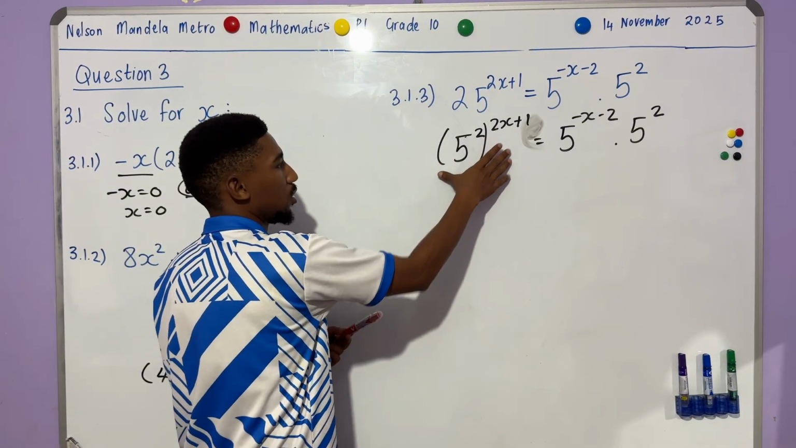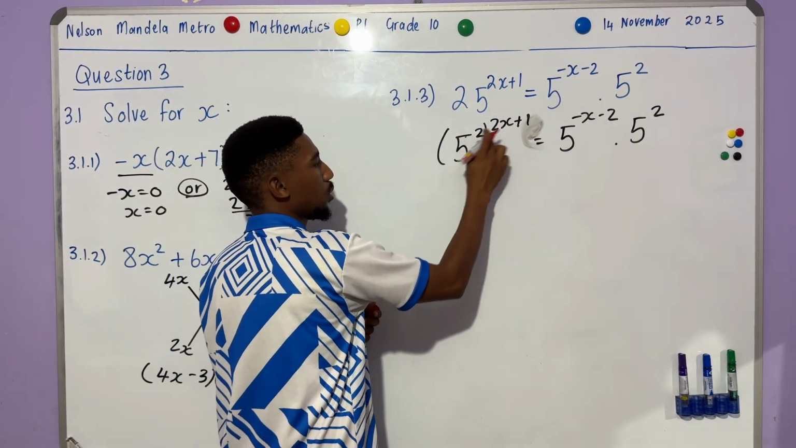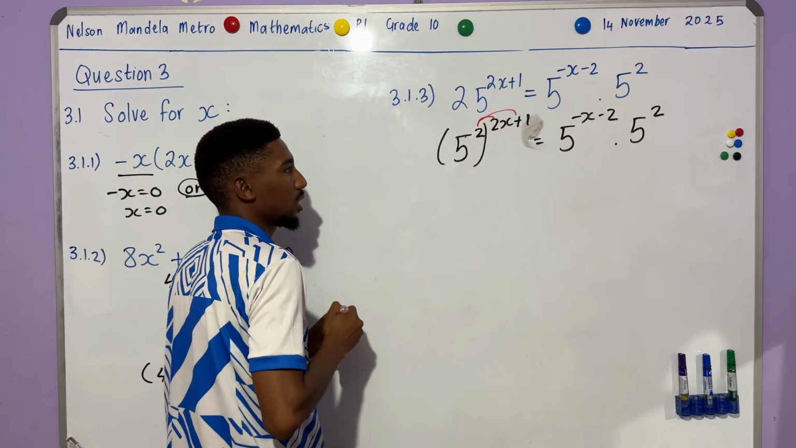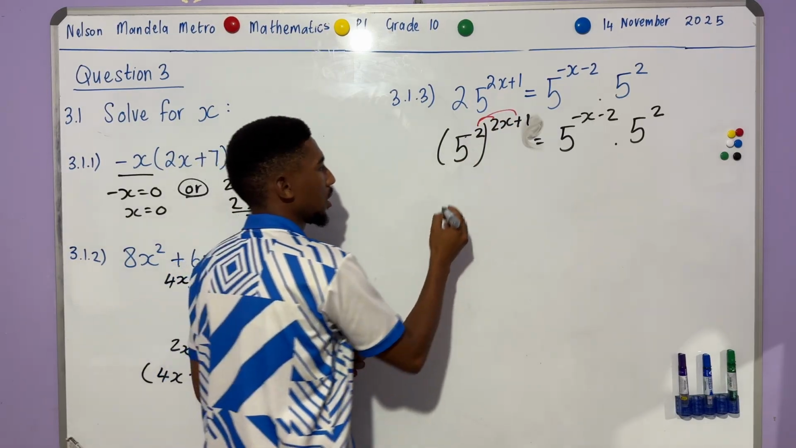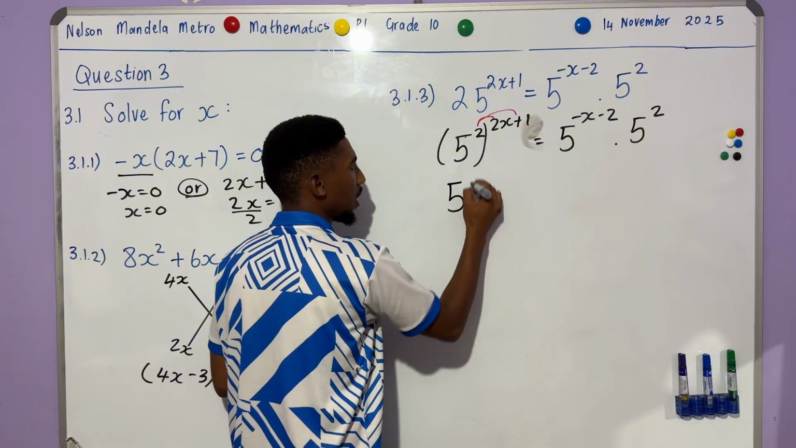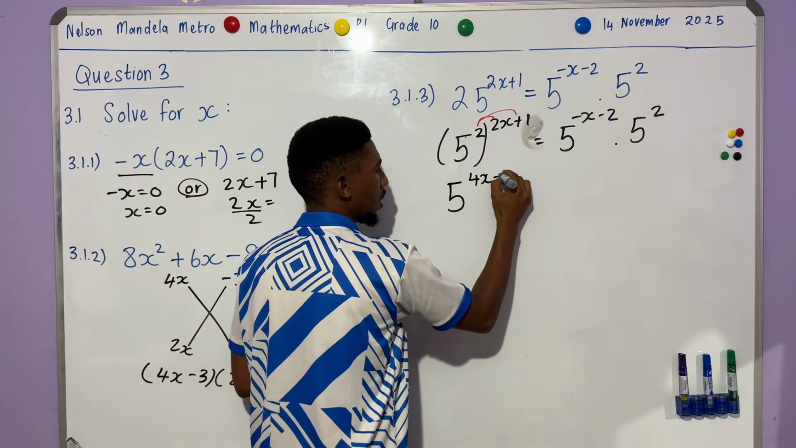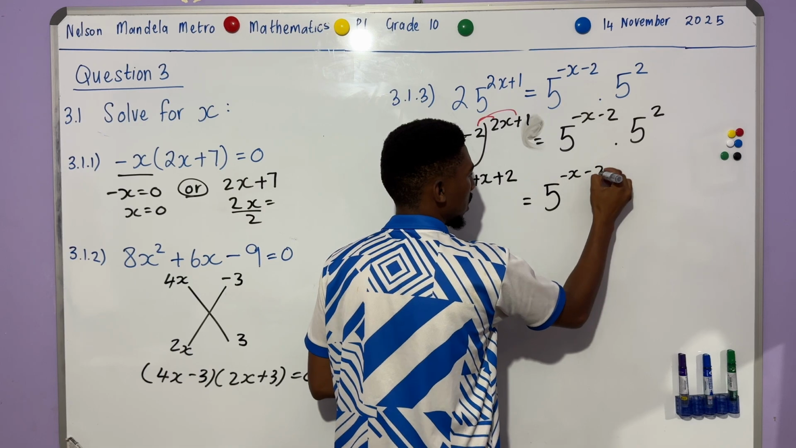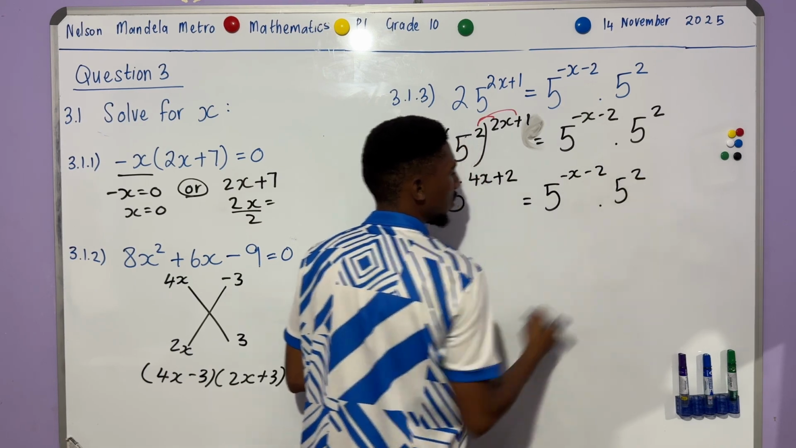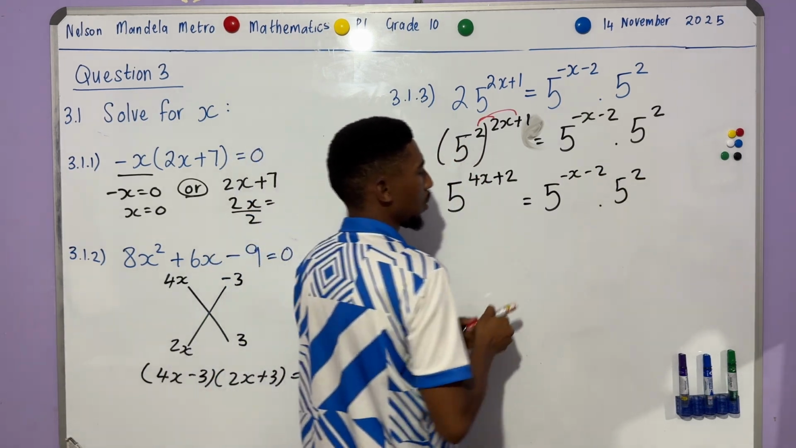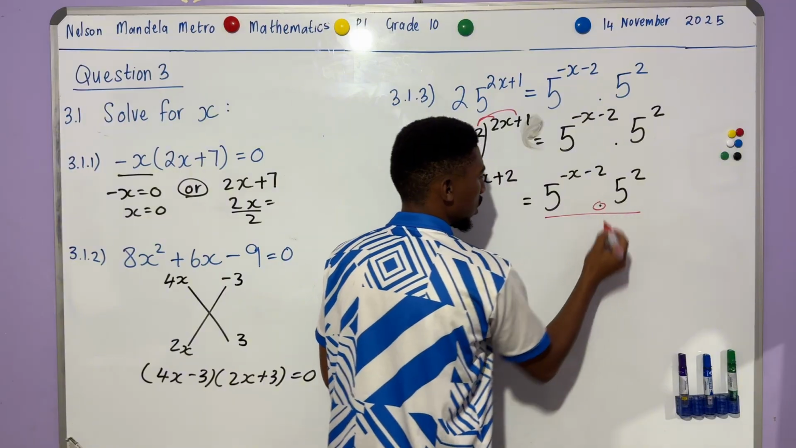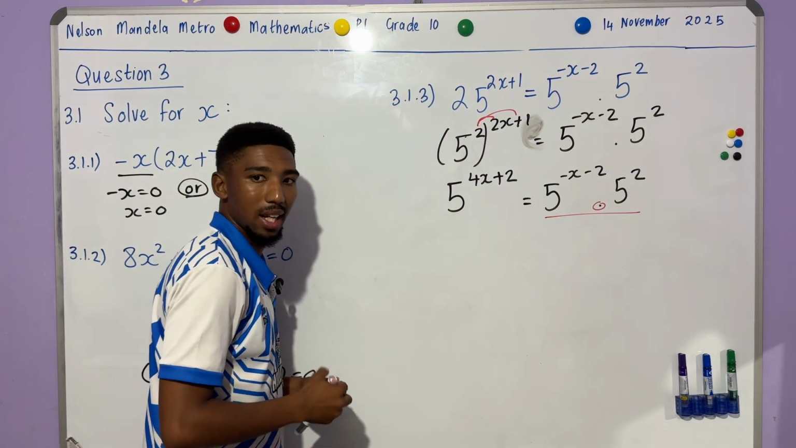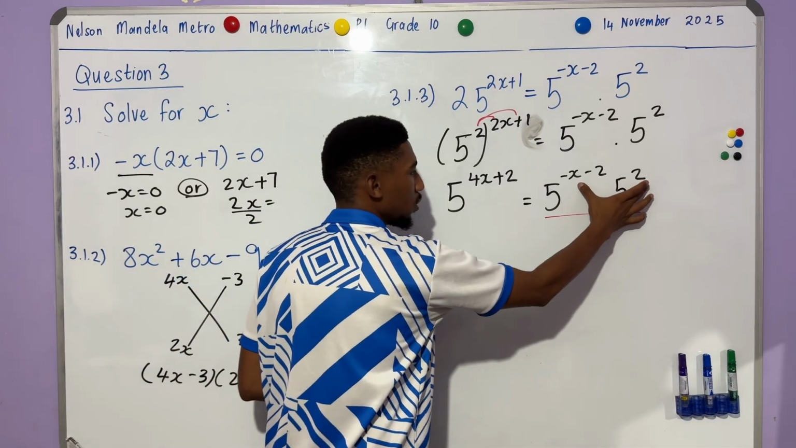Once we get to this stage, we know that this exponent multiplies with each exponent on the outside to get rid of the bracket. Okay, that's our exponent law. So now we have 5 to the power of 4x plus 2 equals 5 to the power of minus x minus 2, dot 5 to the power of 2. Here we can also apply one of the rules that we know. Since this dot means multiplication, the bases are the same, so we can simply add those exponents.